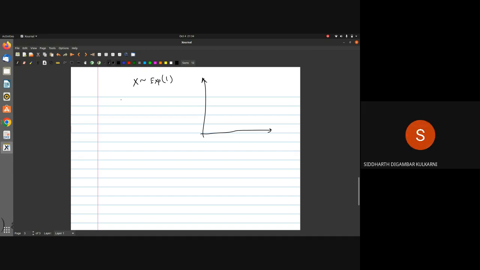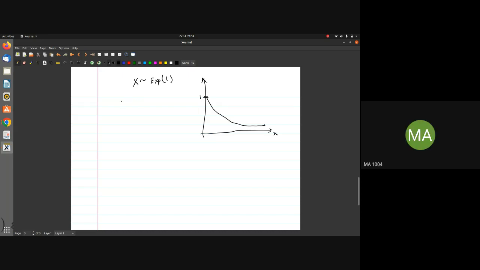Okay, so it will start at 1 and go down. PDF. Yeah, it's PDF now, so it will start from x equal to 1. Then it will be like this, right? Yeah, x equal to 0 will be its f. Y equal to 0 will be its s.